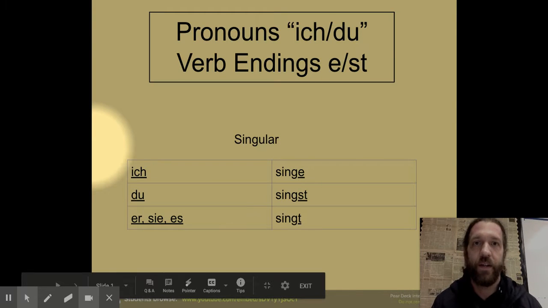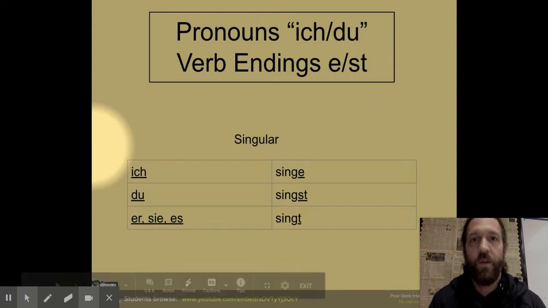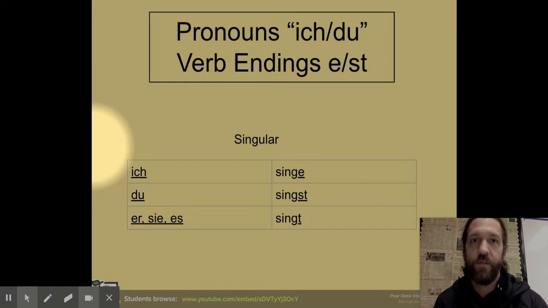Guten Morgen, Kinder. We're going to be doing a lesson about pronouns and verb endings in German, and also the formulation of questions. We'll be covering the first and second person singular. So that is the pronouns ich and du, or I and you, with the verb endings e and st.